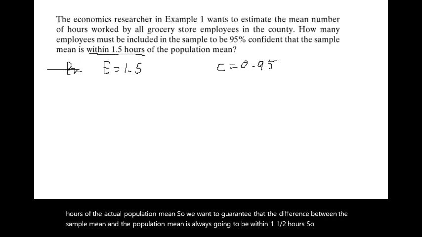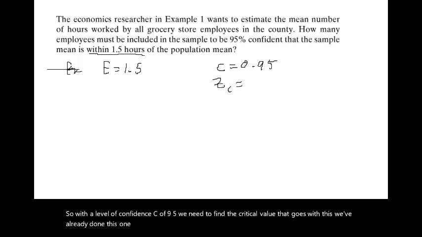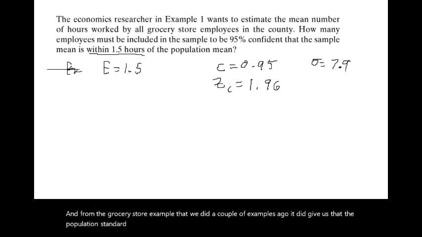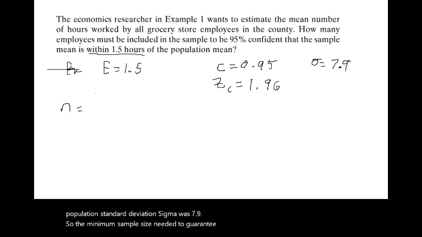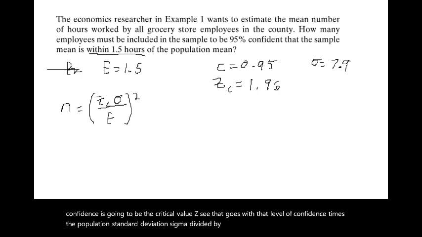So with a level of confidence C of 0.95, we need to find the critical value that goes with this. We've already done this one, so the critical value positive ZC that goes with a level of confidence of 0.95 is 1.96. And from the grocery store example that we did a couple of examples ago, it did give us that the population standard deviation sigma was 7.9. So the minimum sample size needed to guarantee this margin of error with this level of confidence is going to be the critical value ZC that goes at that level of confidence times the population standard deviation sigma divided by the margin of error, all squared.